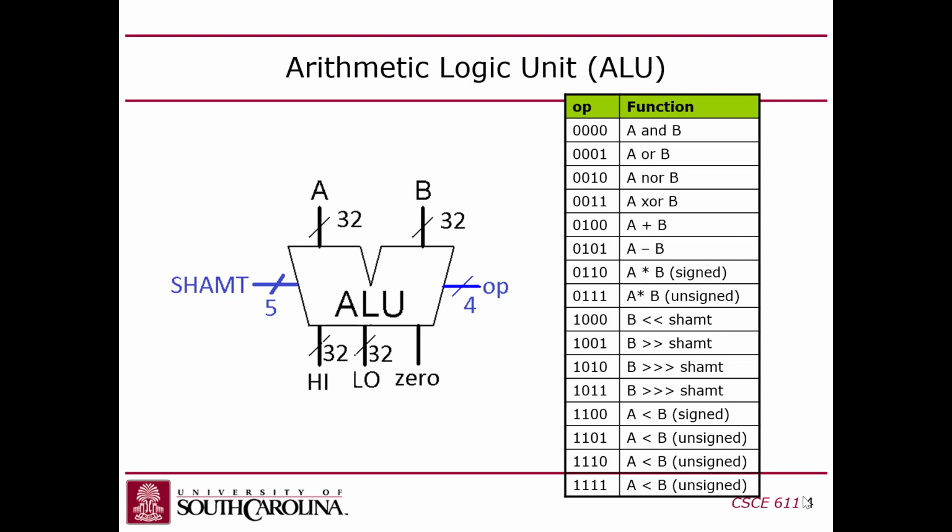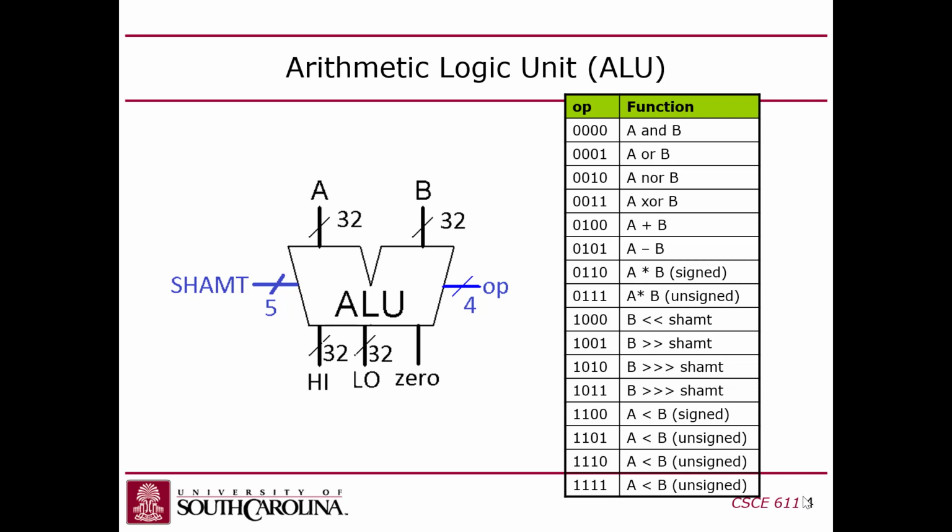And then this table shows how each of the ops translate into functions. So if the op is 0, 0, 0, that means that the ALU should be doing a bitwise AND. You guys with me? So this slide is something that you're probably going to refer to as you build your CPU. This is a nice reference slide because it has all the ALU opcodes and what they mean. Any questions?